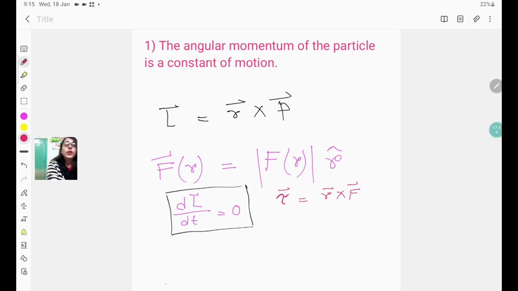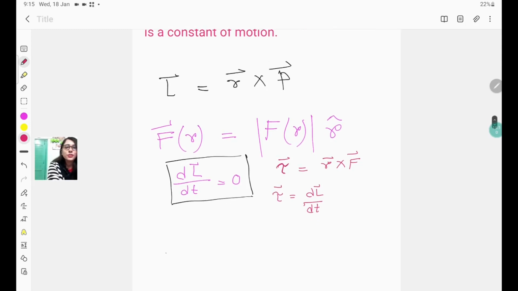Now we also know that tau is equal to dL by dt. That is, the change of angular momentum with respect to time gives the amount of torque. In the same way, the force F is equal to dp by dt. We also know that. That is, the change in linear momentum with respect to time gives the amount of force. The change in angular momentum with respect to time gives the amount of torque. Anyways, this equation is not needed here. We just need this one equation, tau is equal to dL by dt.